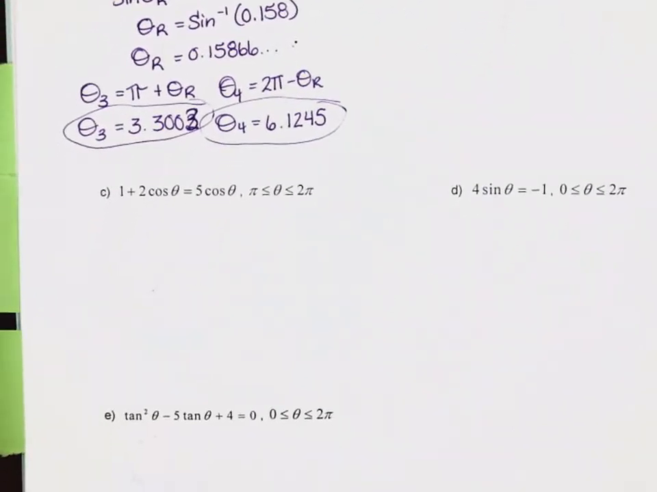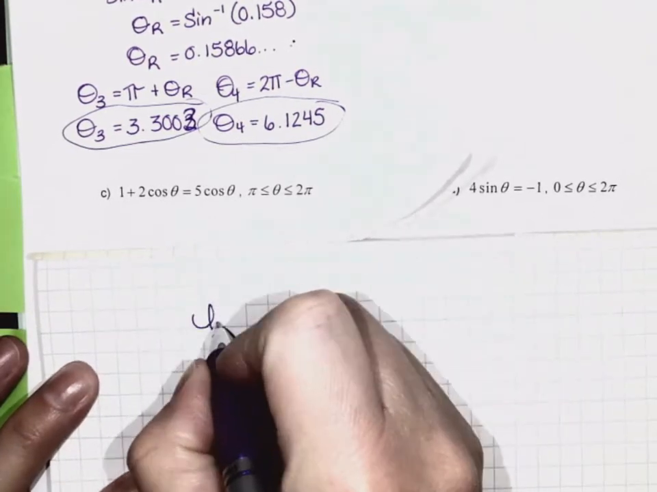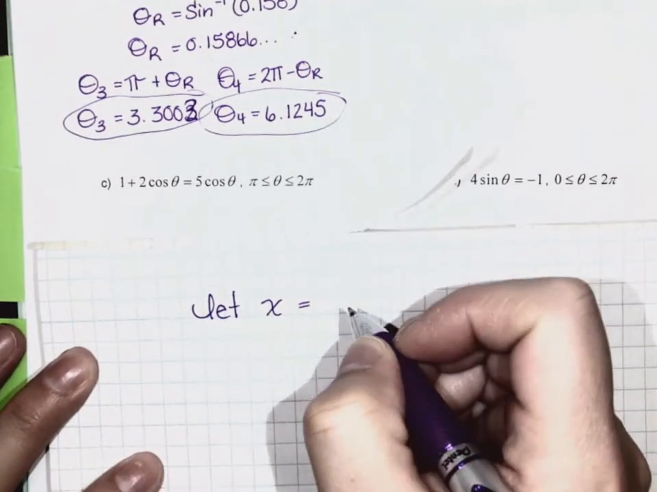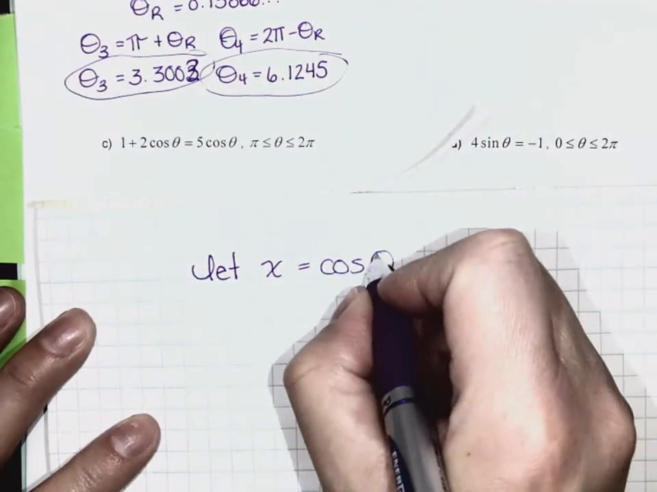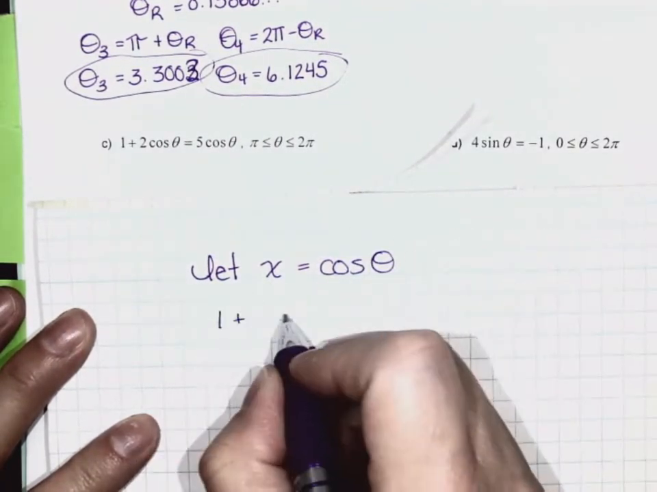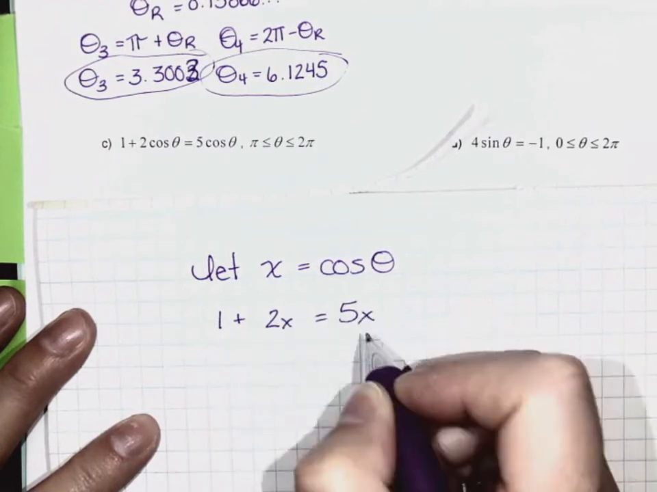Okay, this one. No squareds. So you just solve it like standard, just solve it like you're in grade 9. So I want to get all my coses to one side. Do you want me to turn it into x? So let x equal cos theta this time. So this is going to be 1 plus 2x equals 5x.